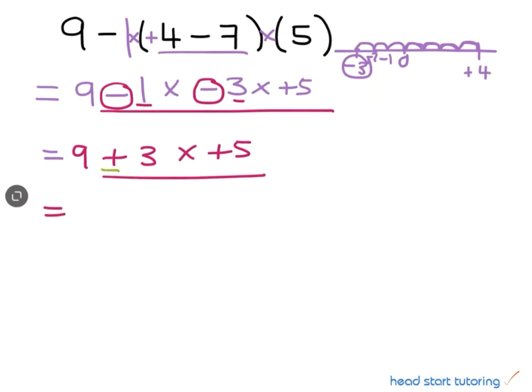And we say a positive times a positive is a positive. And 3 multiplied by 5, I beg your pardon, is equal to 15. And 9 plus 15 will give us an answer of 24. And there's our final answer.